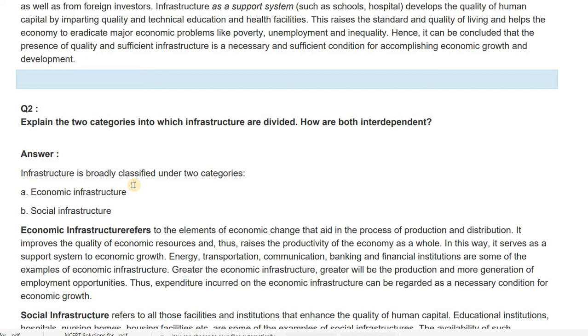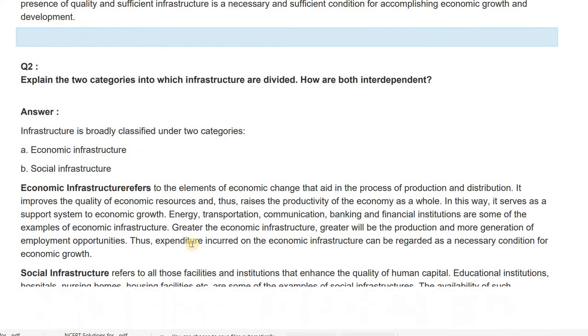Energy, transportation, communication, banking, financial institutions are some of the examples of economic infrastructure. Greater economic infrastructure, greater will be the production and more generation of employment opportunities. Thus, expenditure incurred on economic infrastructure can be regarded as a necessary condition for economic growth. Okay, then energy, transportation, communication, banking, financial institutions, these come under economic infrastructure.